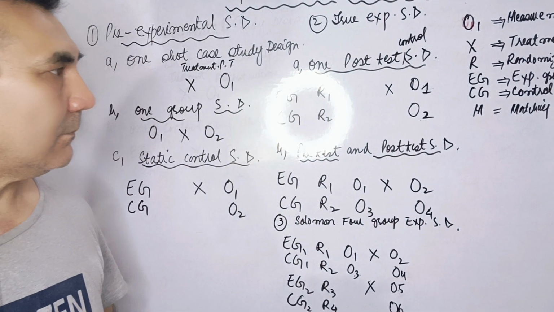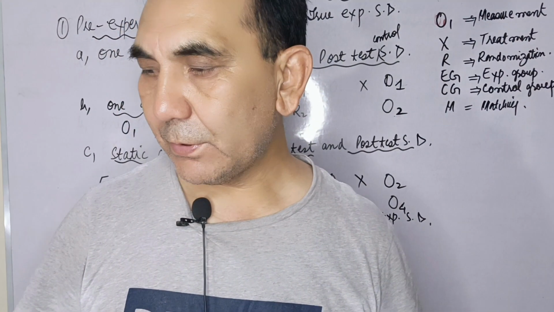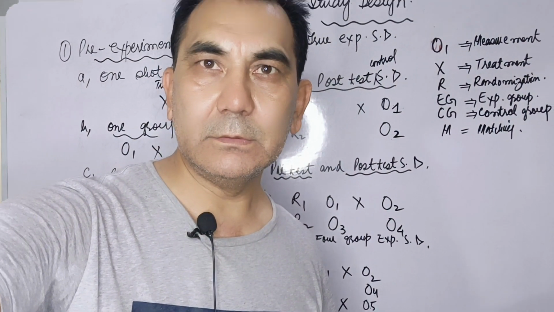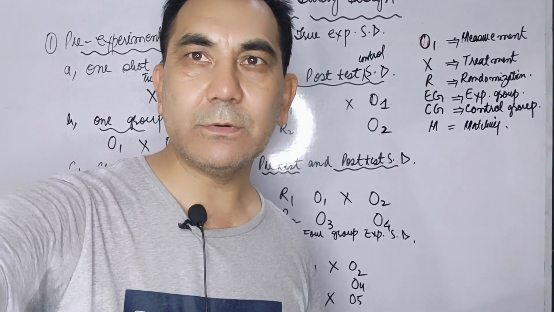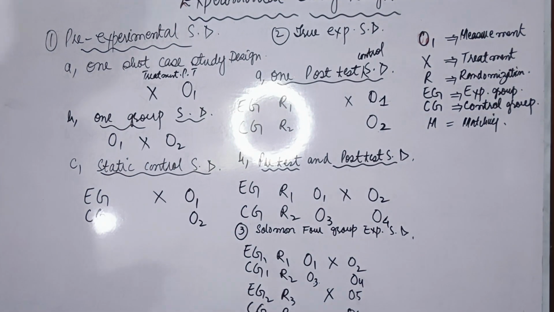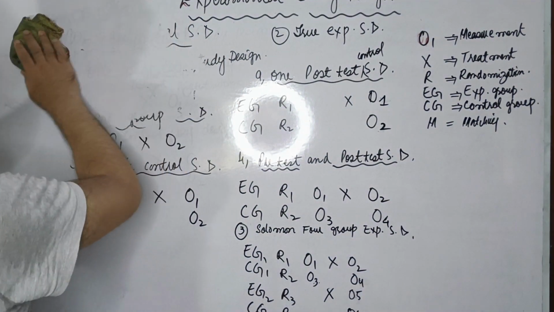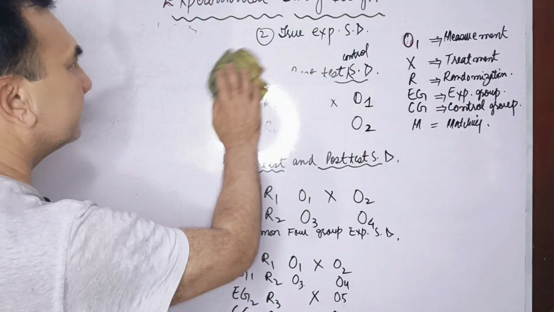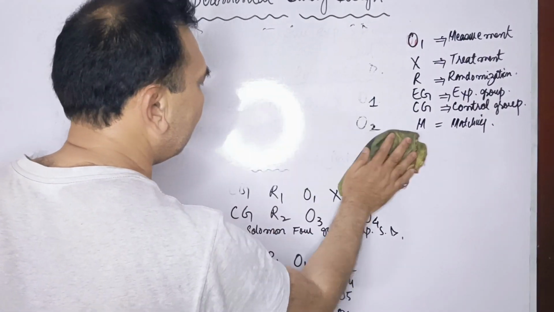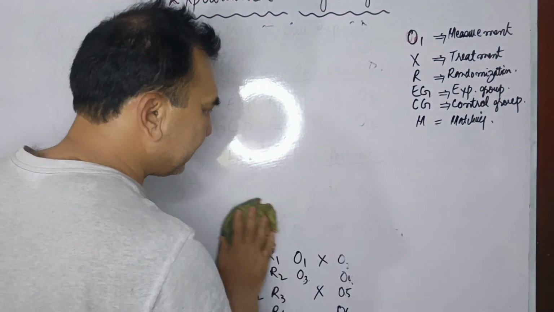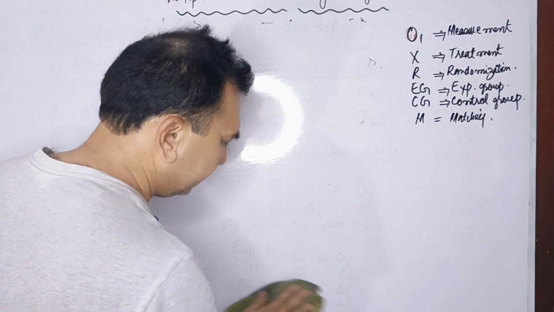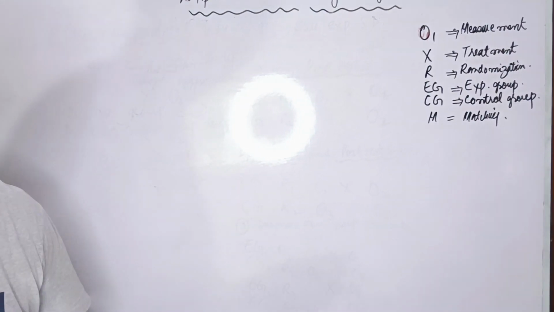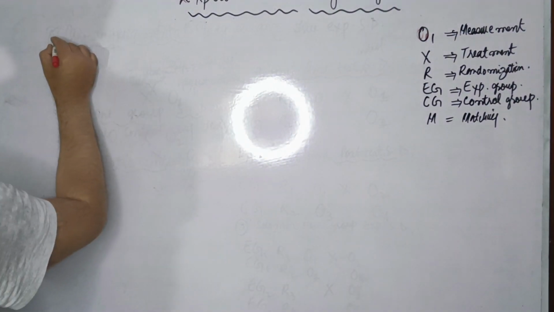Now another type of experimental study design is called the quasi-experimental study design. The third type is called the quasi-experimental study design. Now what is the quasi-experimental study design?